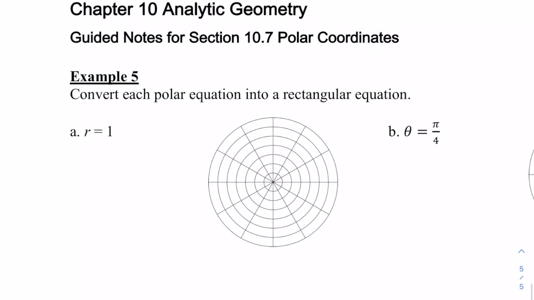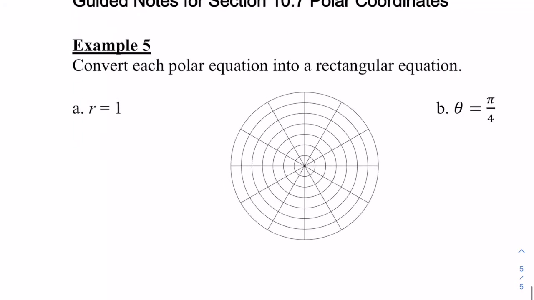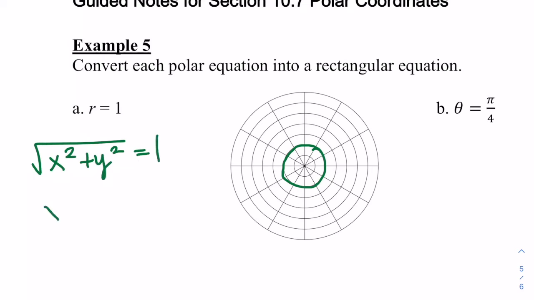Now let's convert each polar equation into a rectangular equation. So for the first one, I'll just sketch it. So r equals 1. Well, you can see right away that that's going to be a circle. So thinking back to the equations, we know that r is equal to the square root of x squared plus y squared. If we square both sides, we'll get x squared plus y squared equals 1.